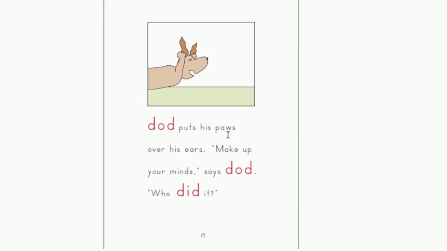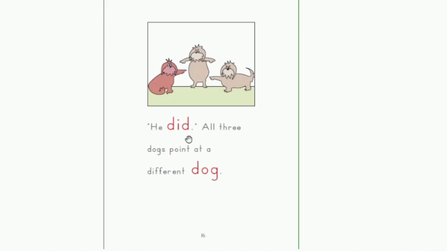Dod puts his paws over his ears. Dod was a bit confused, so he put his own paws over his ears. What is a paw? A dog's feet are called paws. Make up your mind, says Dod. Who did it? So he is asking, who did it? He did. All three dogs point at a different dog. It was very, very confusing.